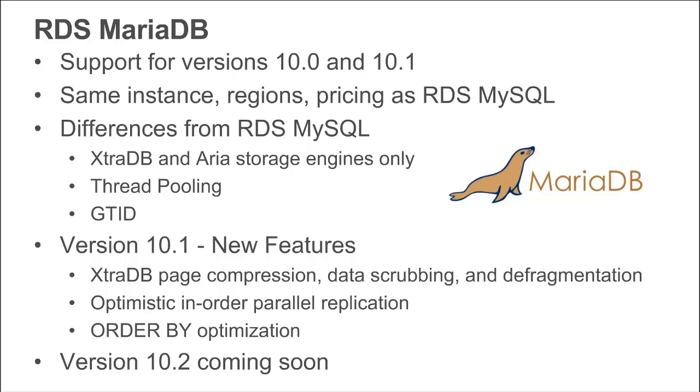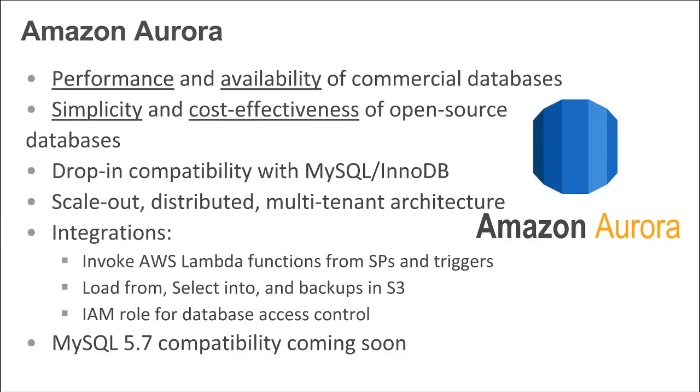You also have the ability to turn on optimistic mode in case of parallel replication, which allows you to commit parallel transactions on multiple slave databases while maintaining the same transaction semantics as you would expect without optimistic mode as well. And then there are improvements for ORDER BY queries, where you have smarts built in that make it perform better than MySQL. Version 10.2 is coming soon.